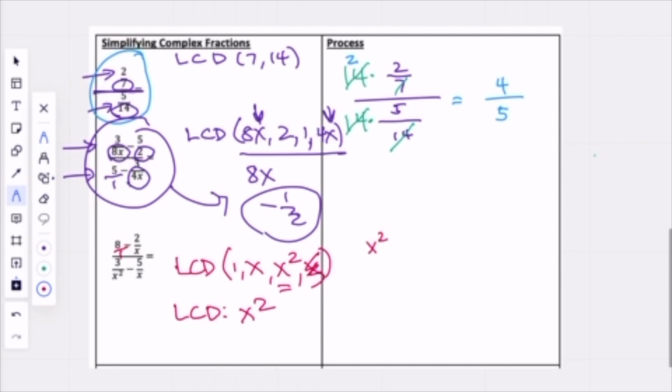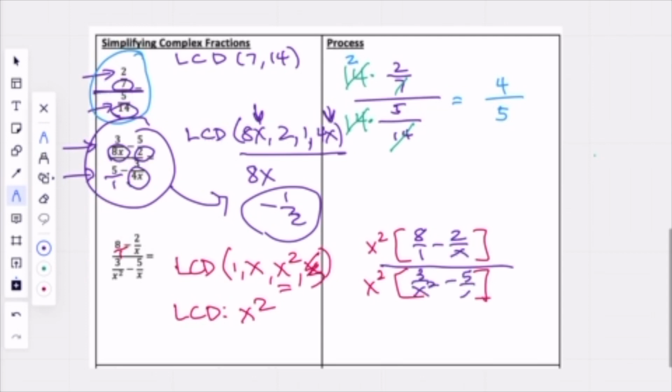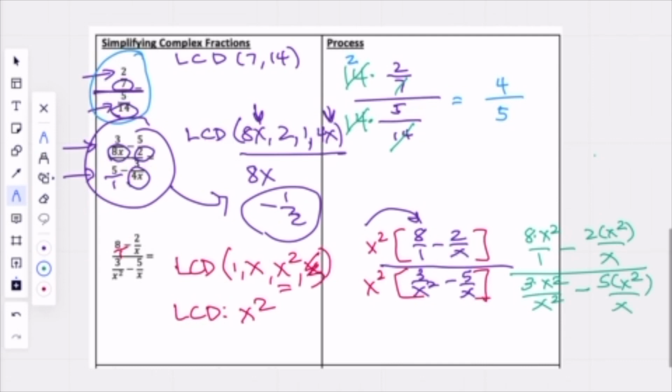x squared times, and x squared times. So we've got 8 times x squared all over 1 minus 2 times x squared all over x, all over 3 times x squared over x squared minus 5 times x squared over x.